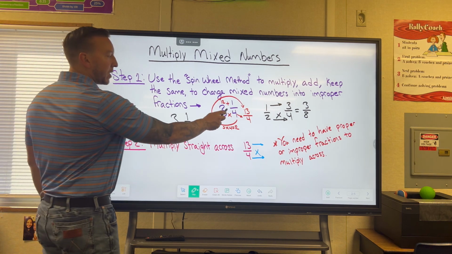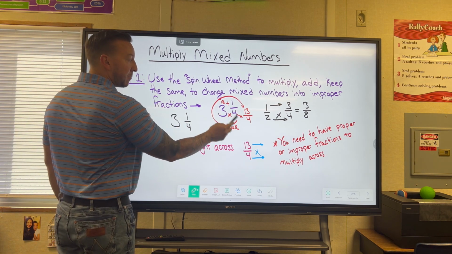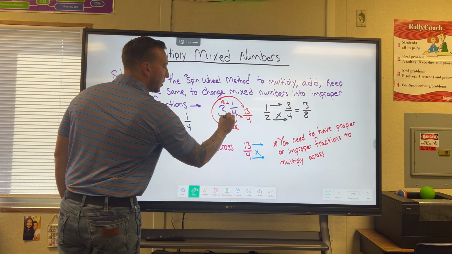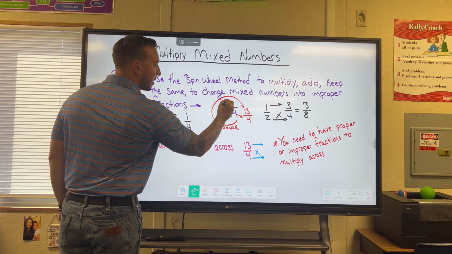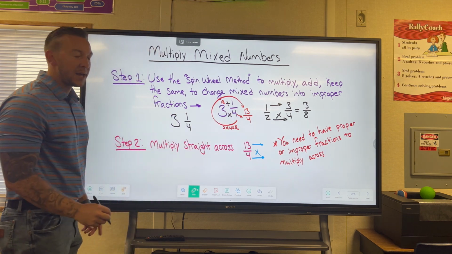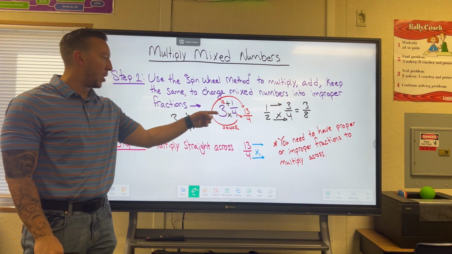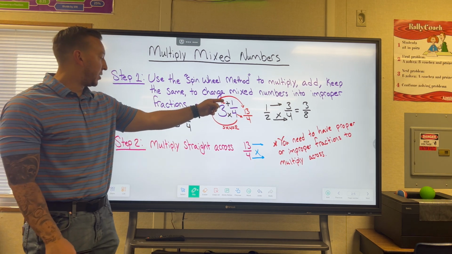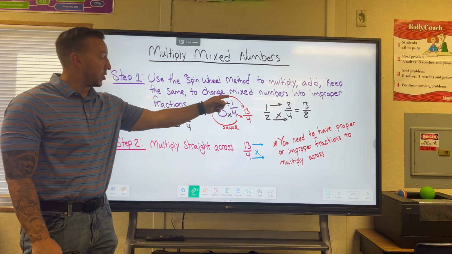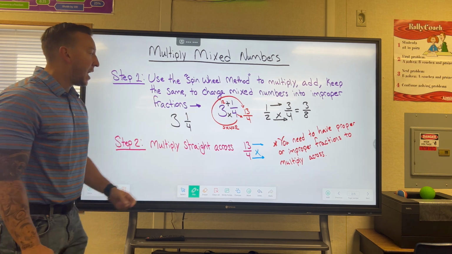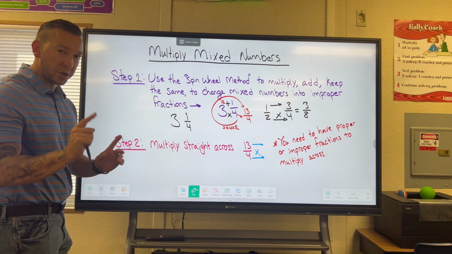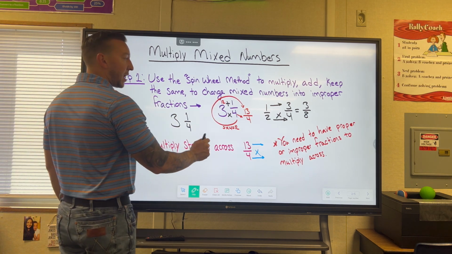So the spin wheel method, we have a mixed number, 3 1/4. I'm going to write down, so you can see here, multiply and add. I put the multiplication symbol on the bottom between the denominator and my whole number. And I put the addition symbol up here between the numerator and my whole number. And you'll notice I drew this arrow spinning clockwise. And I'll show you why in a second. Well, what I do is I follow these steps.